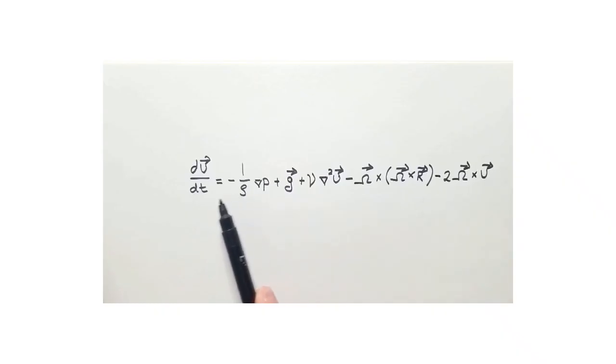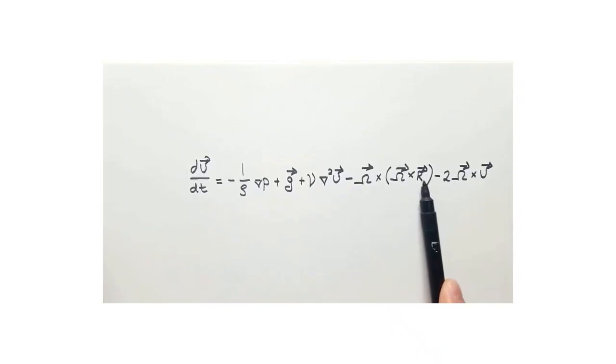Rho is density, t is time, p is pressure, g is gravitational acceleration in vector form, nu is kinematic viscosity, omega is angular velocity of the Earth, and r is the radius of the Earth. This is the Navier-Stokes equation in vector form in a non-inertial frame of reference.